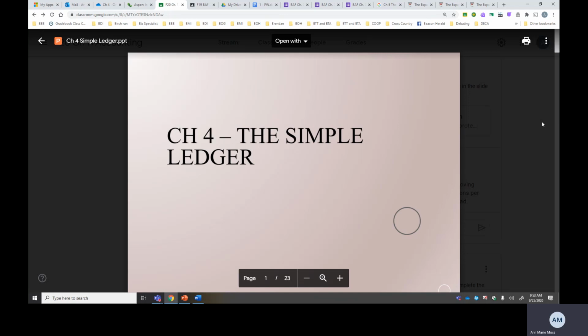Today we're going to talk about the simple ledger. The purpose of chapter 3 was to show you the effect of transactions on the financial position of a company. In that chapter, you took a look at transactions and how they kept the financial position of a company up to date. In any active business, many transactions occur every day.